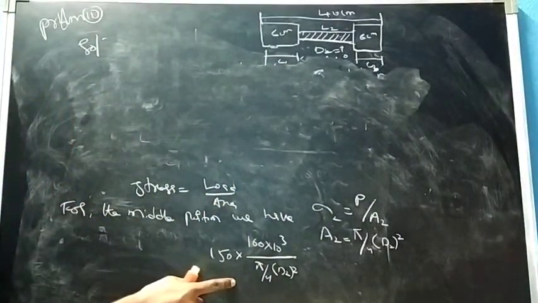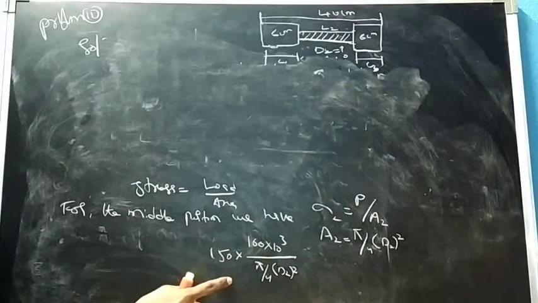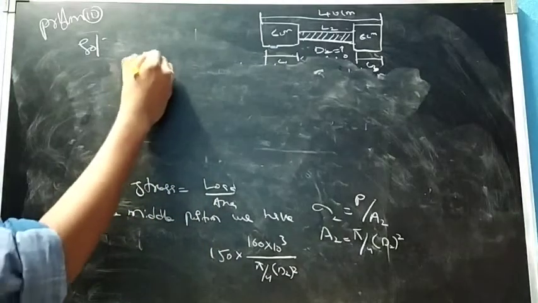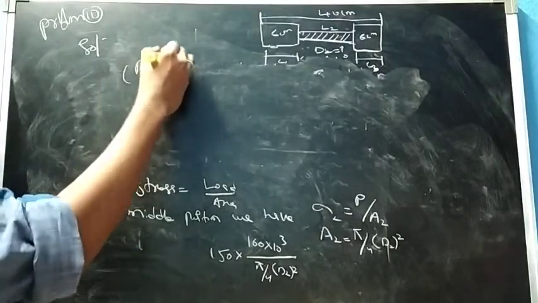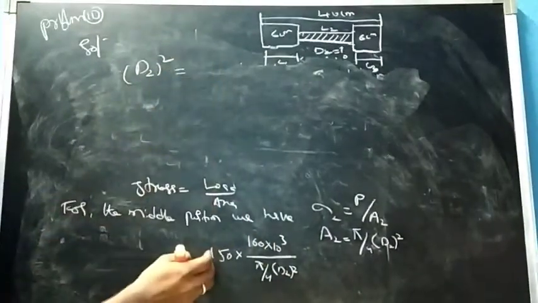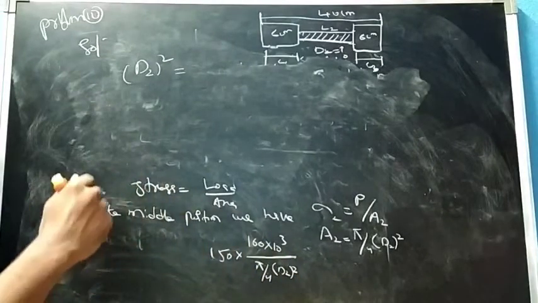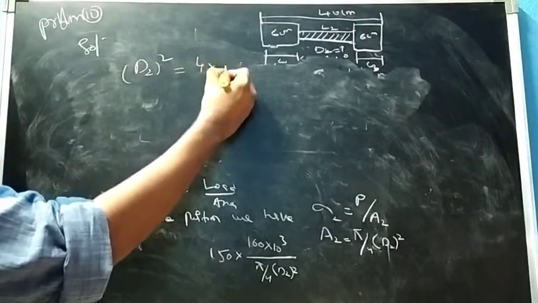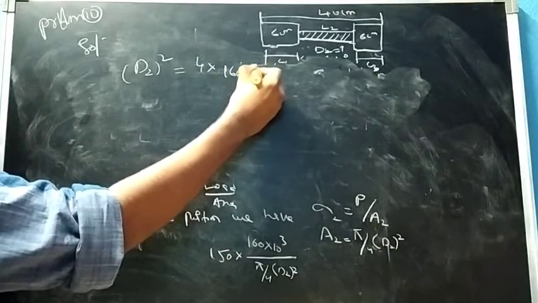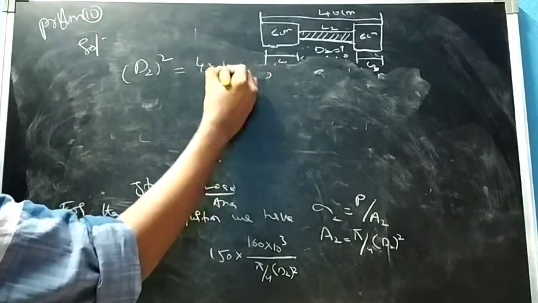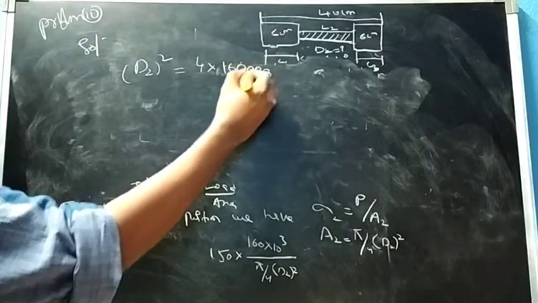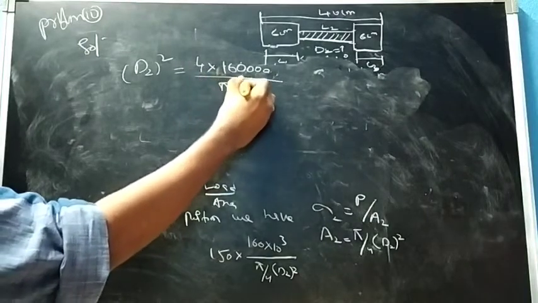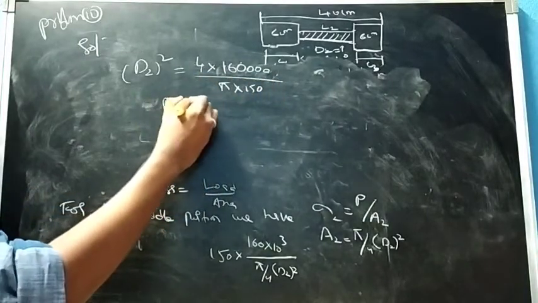From here we can write d2 whole square equals to, I'm sending this 150 on the right hand side, so it will be 4 into 160,000, I will write here 4 zeros, upon pi into 150. So d2 equals to under root.